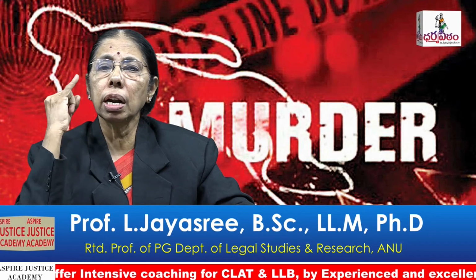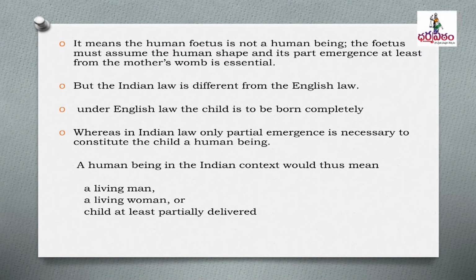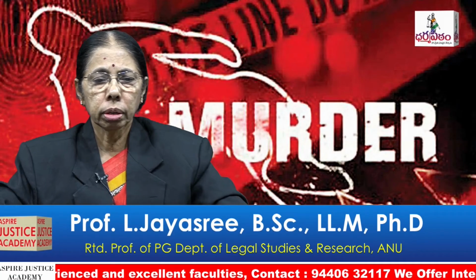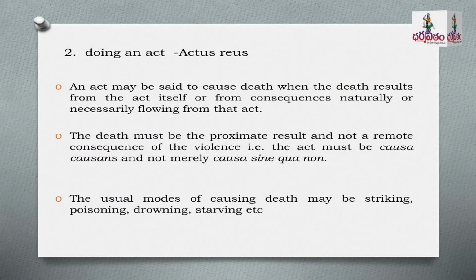So human being means a living man, a living woman, and a child at least partly developed, partially delivered. Killing of such persons alone is considered homicide. So this is the first essential ingredient: causing the death of a human being. Second ingredient, doing an act, that is actus reus, or the physical act. An act may be said to cause death. So A did an act, and that act causes the death.